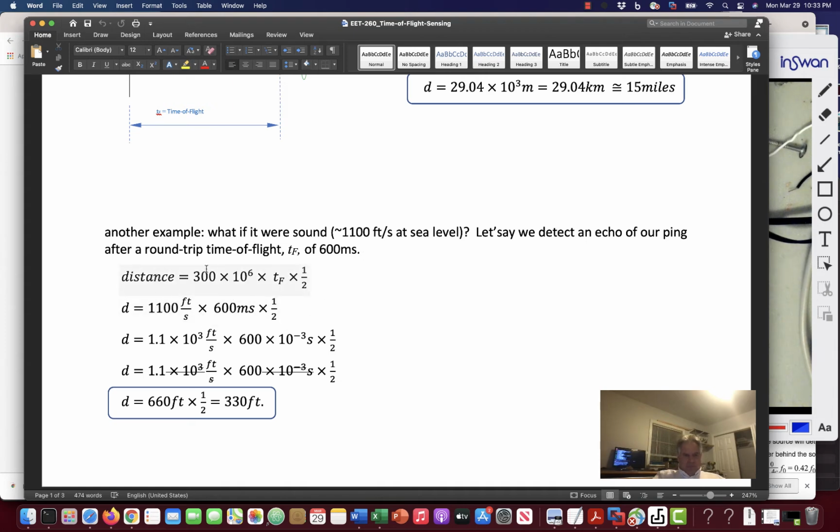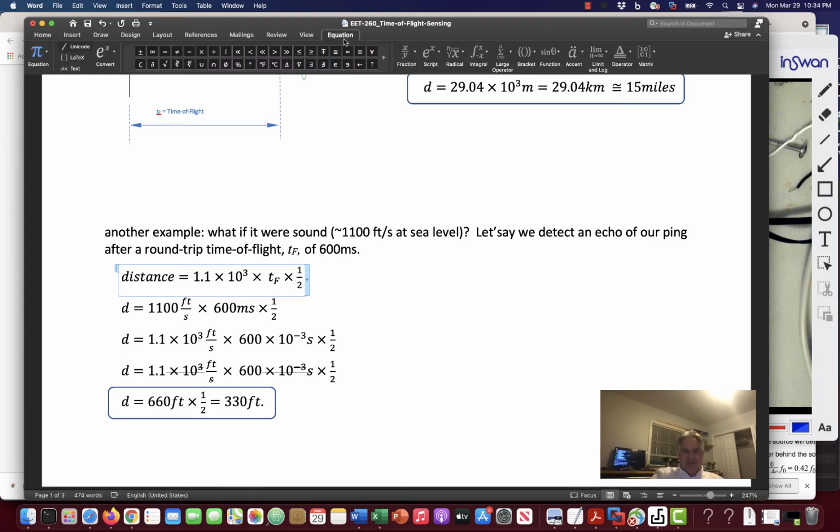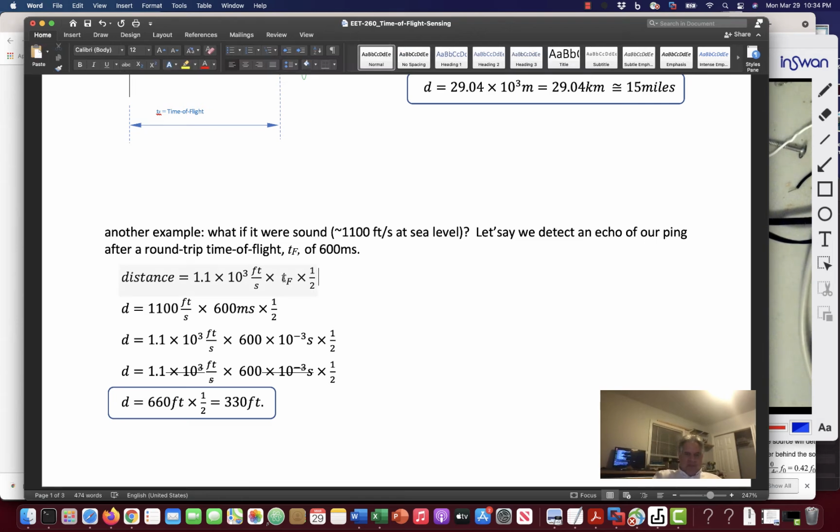Well, of course here I have distance equals 300 times 10 to the 6th. I don't think that's quite right, so why don't we fix that right away? This will be 1.1 times 10 to the 3 feet per second. Fix that right now. This will be feet per second, and of course that's times whatever T sub f is. In our case it'll be 600 milliseconds.